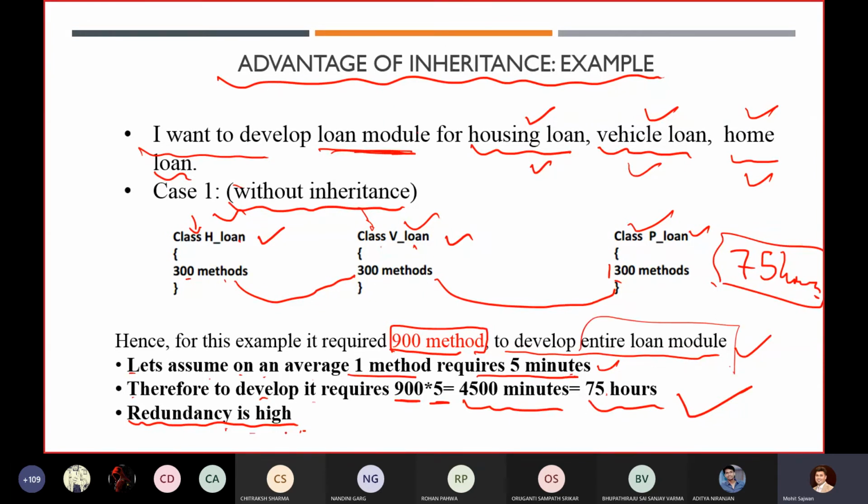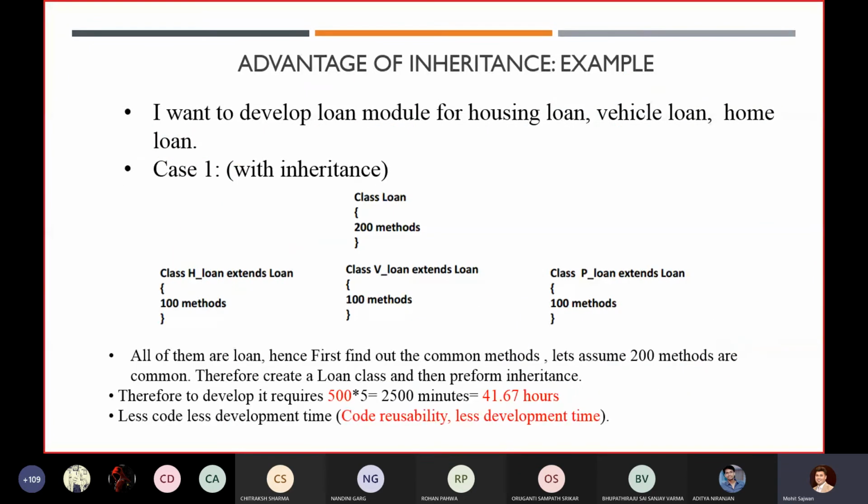So here redundancy is high because there are many methods which are common among these three classes. Now let's take an example with respect to when we are using the concept of inheritance. Again, the question is the same. Now we are using the concept of inheritance.